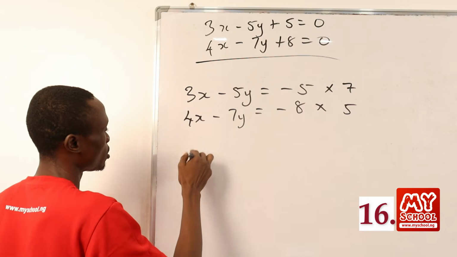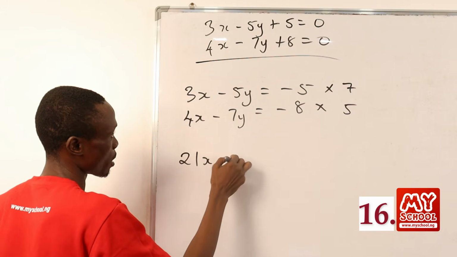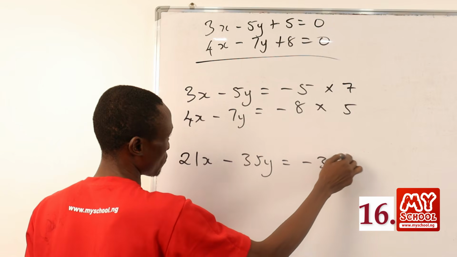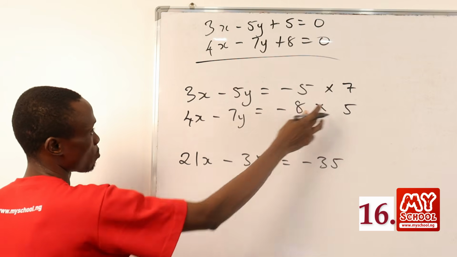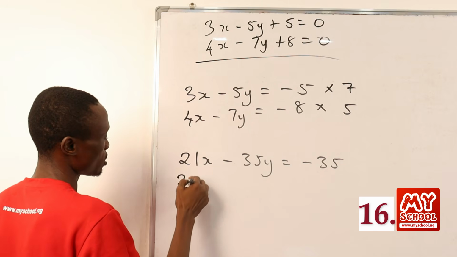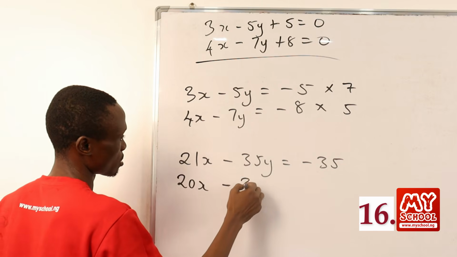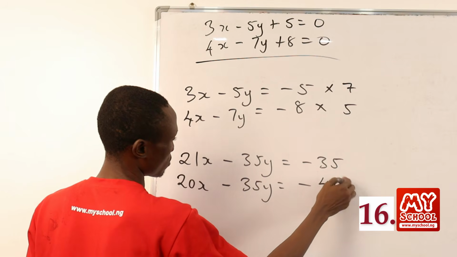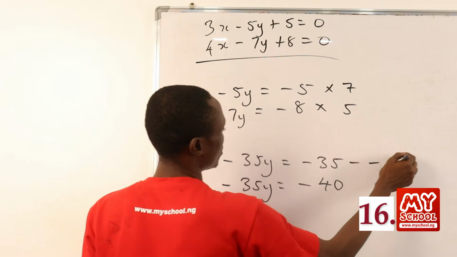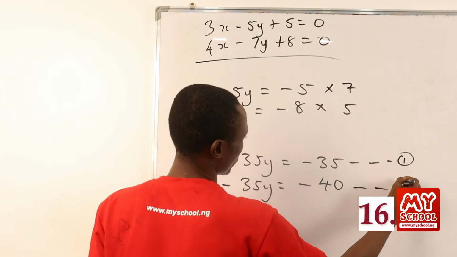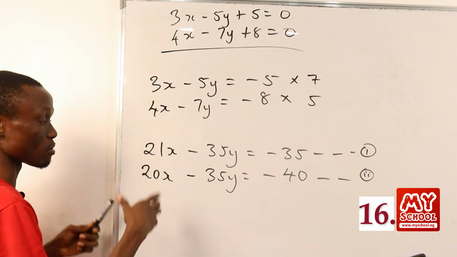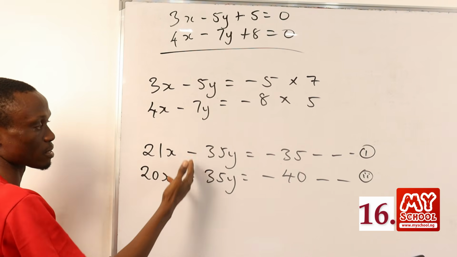So here I'll be having 21x minus 35y is equals to minus 35. While here, since I'm multiplying by 5, I'll be having 20x minus 35y is equals to minus 40, right? So let's just call this equation 1, call this equation 2, okay? Then the next step, since we are using the elimination method, and the signs are the same.